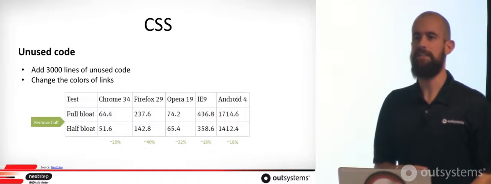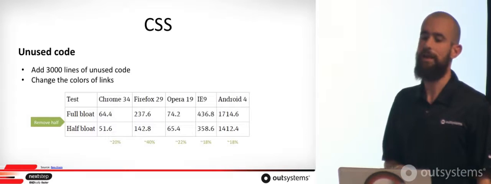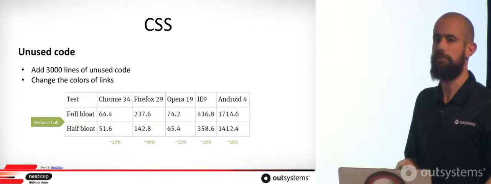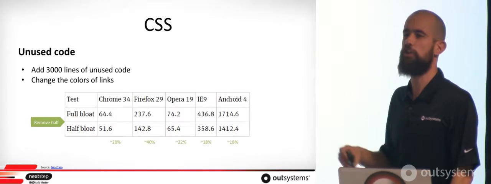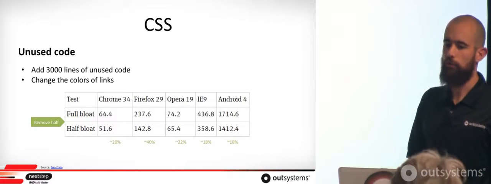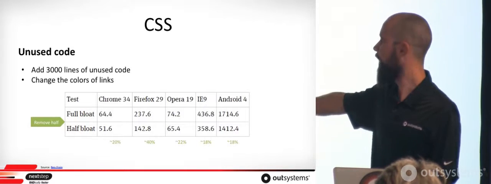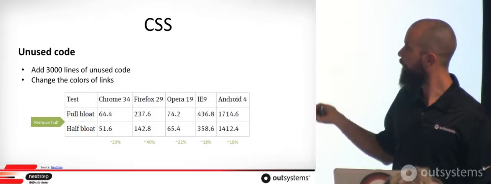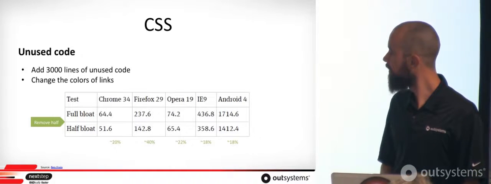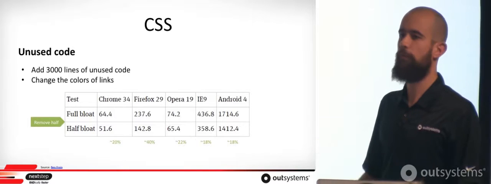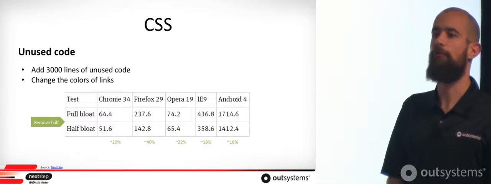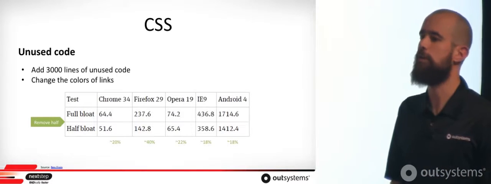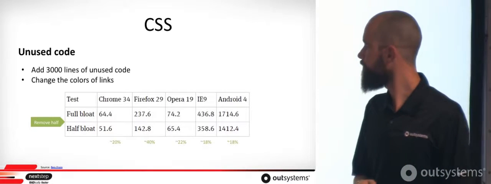Unused code in CSS, like in any other technology, is a killer. As an example, if you have 3,000 lines of unused CSS code, and then you just change the color of a link, you are going to get an average performance like this. Let's not focus too much on the values, but if we remove half of those lines, we get performance improvements between 20 to 40%. So don't forget to remove all of the CSS that you don't need in your application.